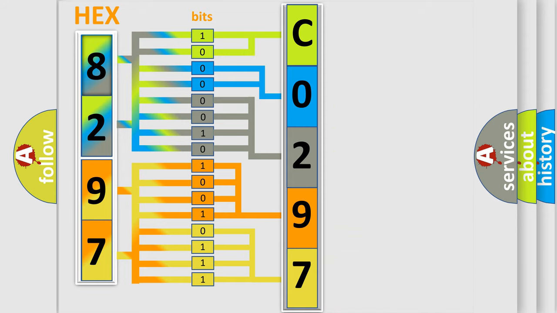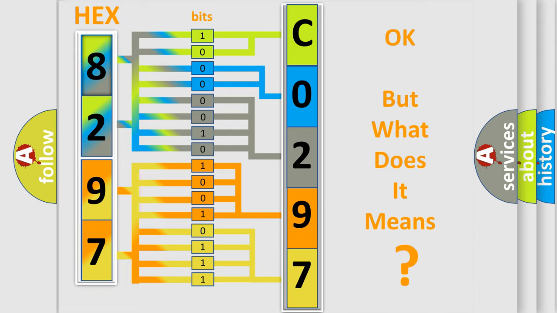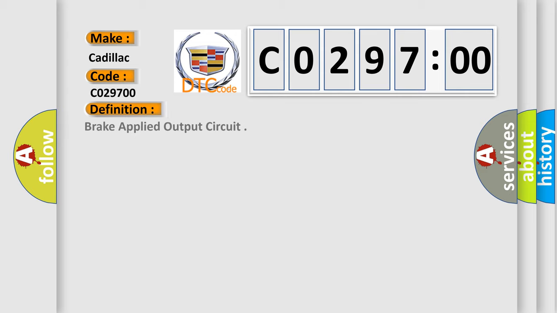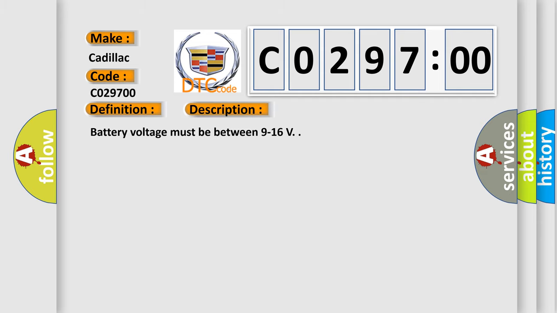We now know in what way the diagnostic tool translates the received information into a more comprehensible format. The number itself does not make sense to us if we cannot assign information about what it actually expresses. So, what does the Diagnostic Trouble Code C0297-00 interpret specifically for Cadillac car manufacturers? The basic definition is brake applied output circuit. And now this is a short description of this DTC code. Battery voltage must be between 9 to 16 V.